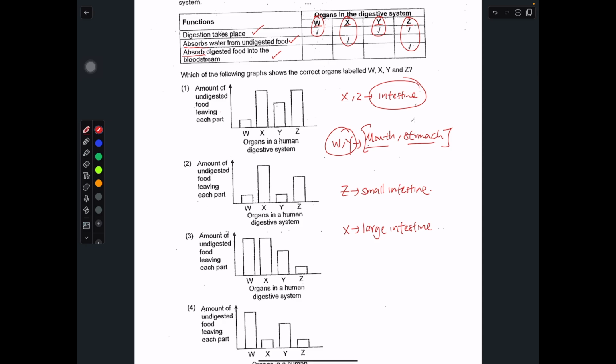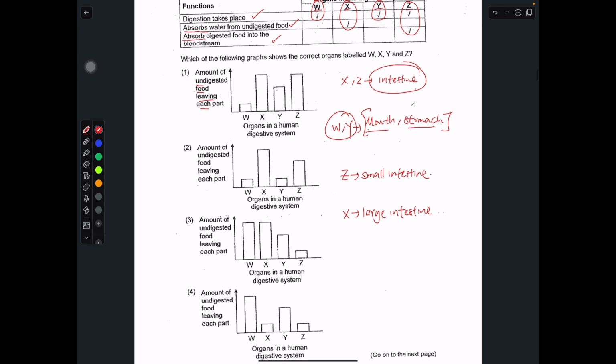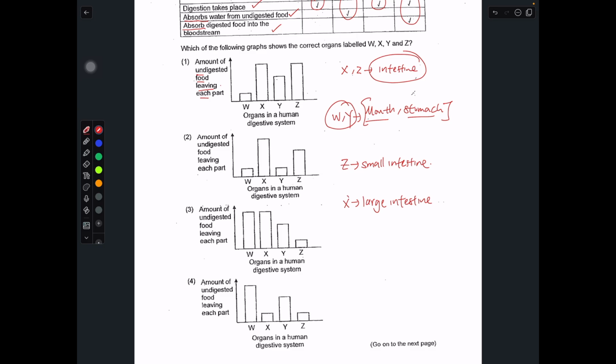So you take a look: which of the following graphs shows the correct organ labels W, X, Y, and Z, for the amount of undigested food leaving each part. And you have 4 graphs. There are different letters with different heights of the bar, and you probably know that it's easier for you to do this question if you know which one has the lowest bar. So we can start with the lowest bar first. For the lowest bar, it will probably be your X and Z. Why? Because the amount of undigested food leaving will be the least amount. Over here, this should be the least as well. So I'm trying to say that they will have the same amount.